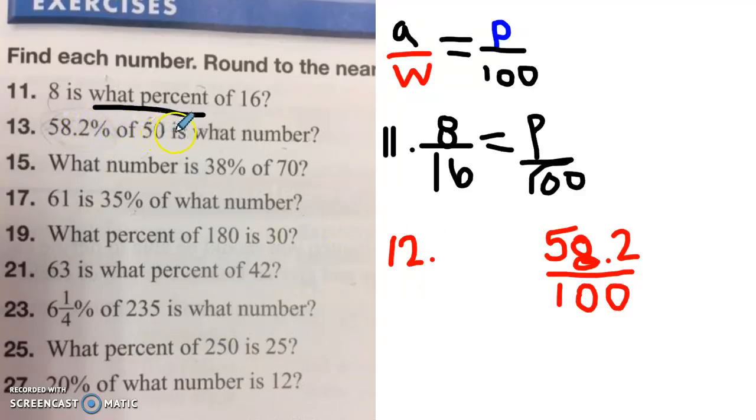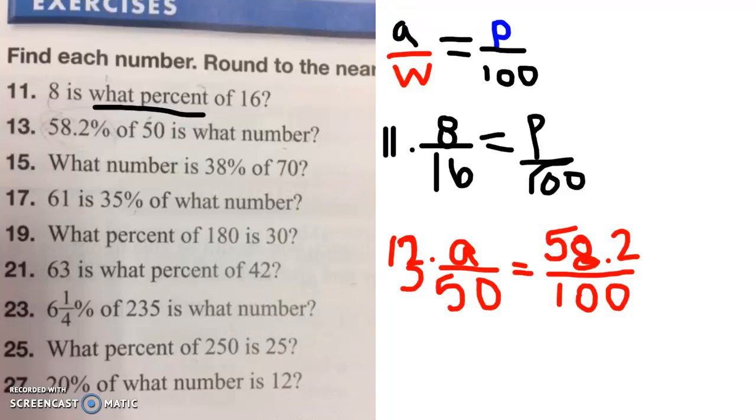52% of 50 is what number? So I'm looking for a part. I know that the whole is 50, and I'm looking for what part of that. What part of that 50 will be the same as 52% out of 100? So this time I'm looking for this. Again, once you put the numbers in the right place, you're going to multiply the numbers that are across, and you're going to divide by the extra number. That's number 13.